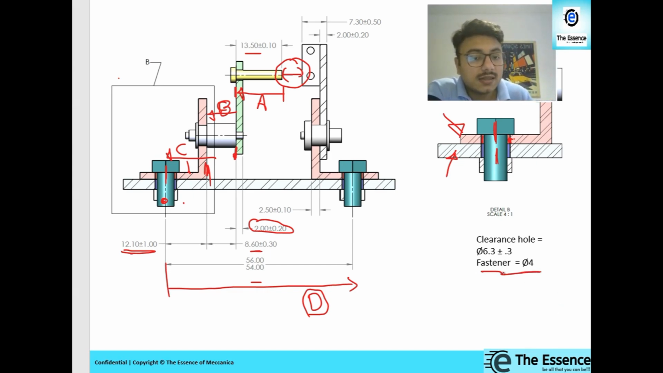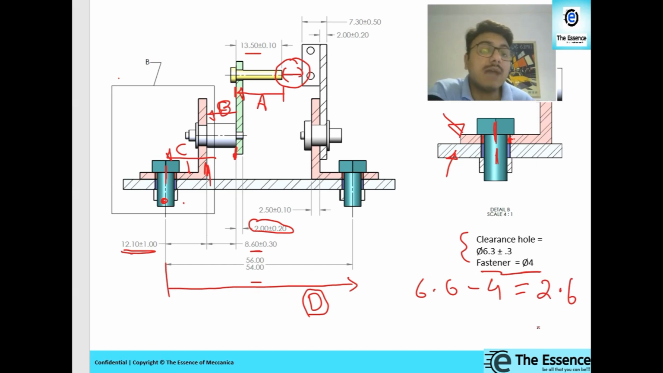So M4 fastener size is 4 mm, the bolt diameter I have taken, and the clearance hole dimension is given as 6.3 plus or minus 0.3. What is the worst case dimension of the clearance hole? That is 6.6 mm, right? 6.6 mm. What is the bolt diameter? Bolt diameter is 4 mm. So 6.6 minus 4 is equal to 2.6. That's the diametrical movement available for the L bracket as well as the base plate. So I need to convert this into radial to make it a tolerance. So I will divide it by 2. So plus or minus 1.3 is the dimension I need to consider.